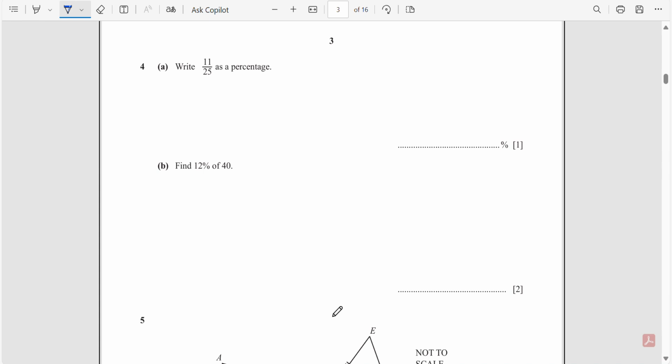Write 11/25 as a percentage. So a percentage is when the denominator is 100. Here we have 11/25. So we need to make this denominator 100. What can we multiply 25 by that will make it 100? To do that, you can divide 100 by 25, or you know that when you multiply 4 with 25, you get 100. Now you've multiplied the denominator by 4, so you need to multiply the numerator by 4. Here you get 44. So 44/100 can also be written as 44%. So your answer is 44%.